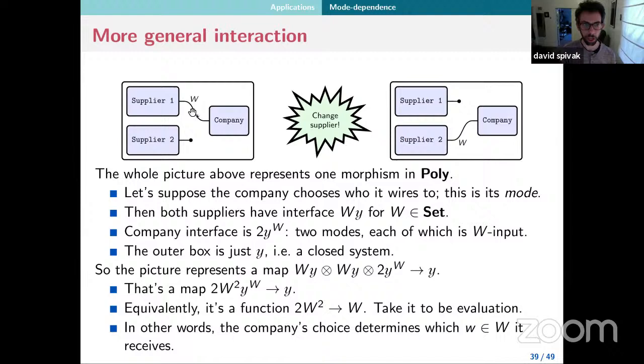It's talking about a company with two different suppliers, and the company seems to be able to choose which supplier it's getting its widgets from. So both suppliers have output W, so they both have interface W times Y. And the company has interface 2y to the w because it's inputting a w and it's choosing whether to wire one way or the other. And then the outer box here has no inputs or outputs, so it's just y. And so this whole picture represents a polynomial map from W times Y times W times Y, tensor 2Y to the W, to Y. What is that? It's just a map from 2W squared Y to the W to Y. And that's equivalent to a function from 2W squared to W. And that you can just take to be evaluation. So this map is just the company's choice determining which supplier it gets from.